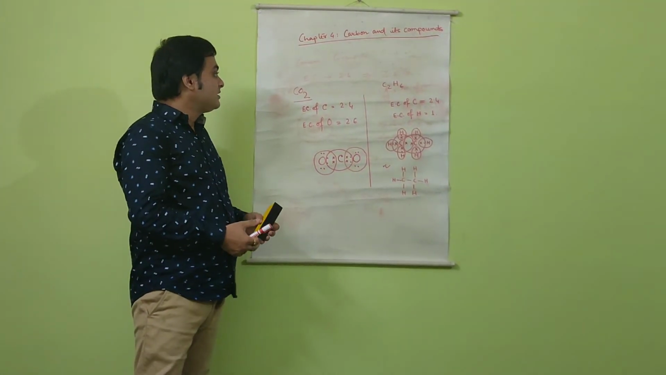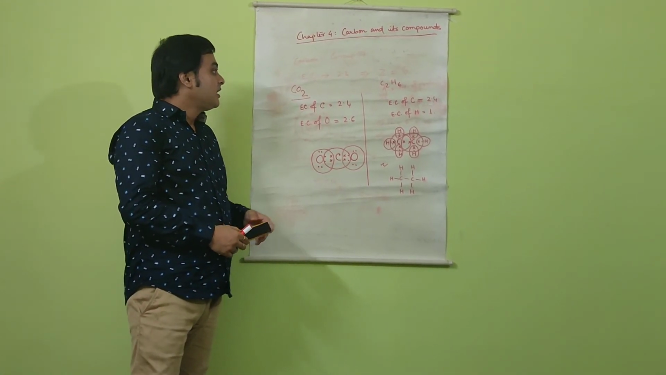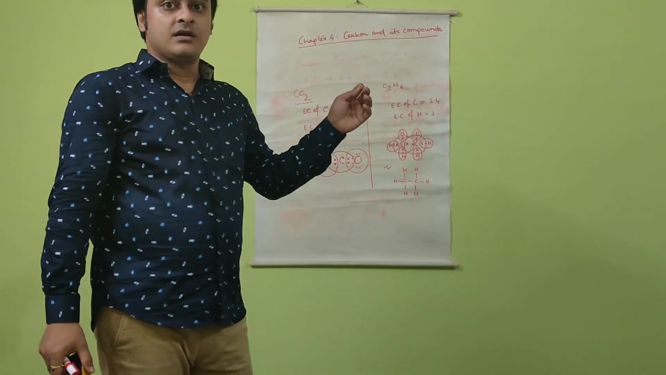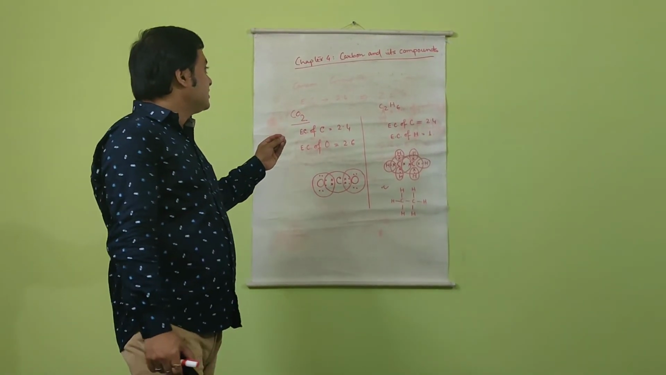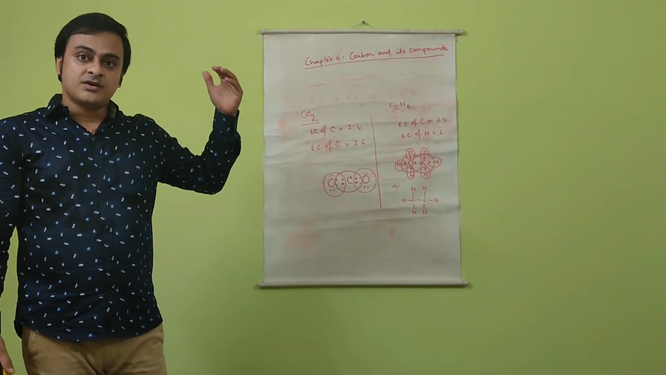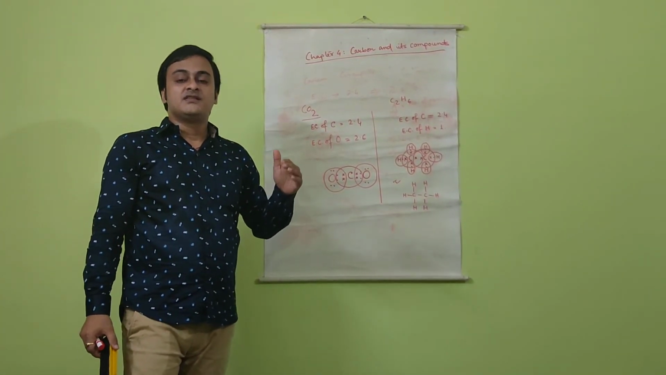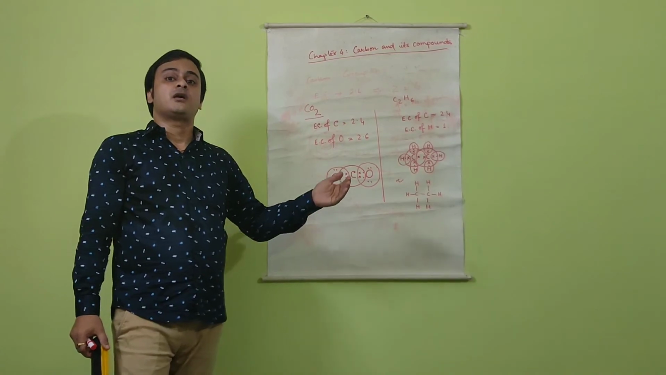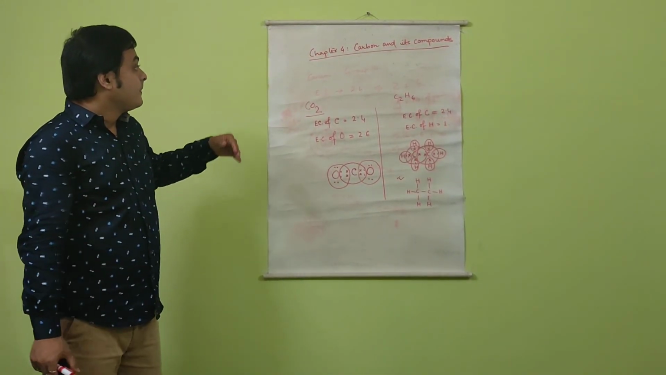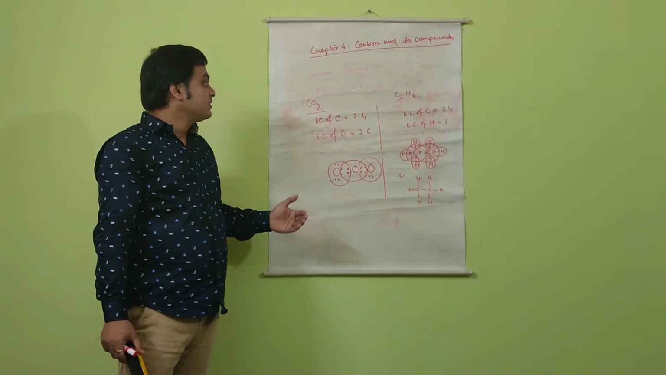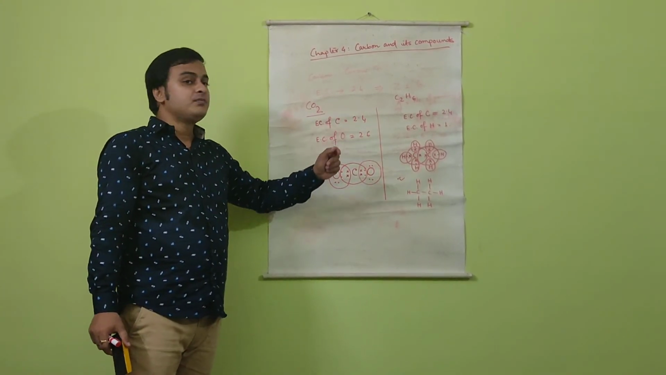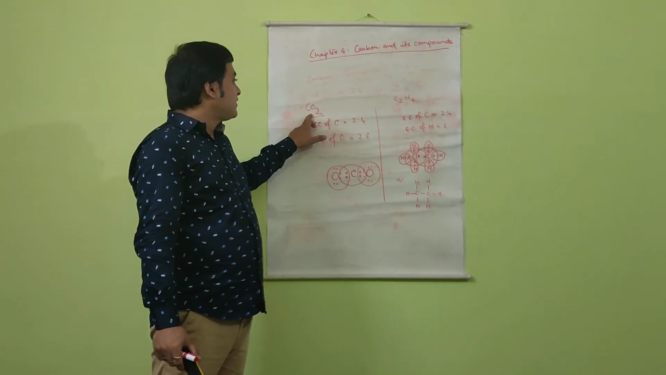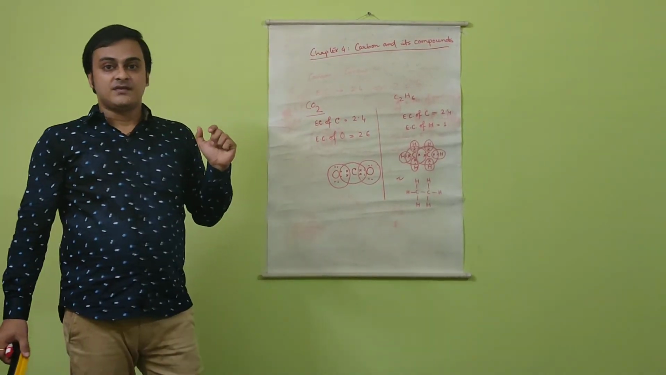So what we have learned in this particular session: the position of carbon in the periodic table, the electronic structure of carbon, and whether carbon can form single bonds or double bonds. Is it possible for carbon to gain 4 electrons? Is it possible for carbon to lose 4 electrons? Now, how this covalent bond is formed, and the structures of simple molecules like carbon dioxide, methane, and ethane we have seen.